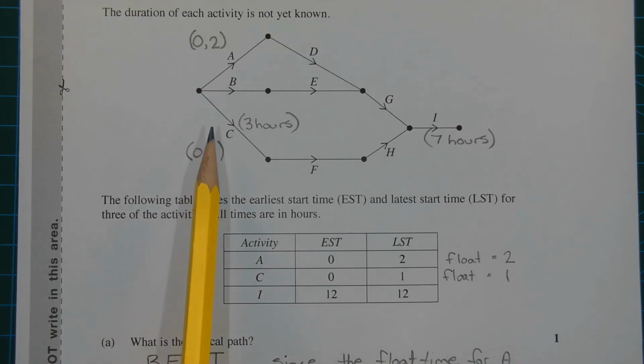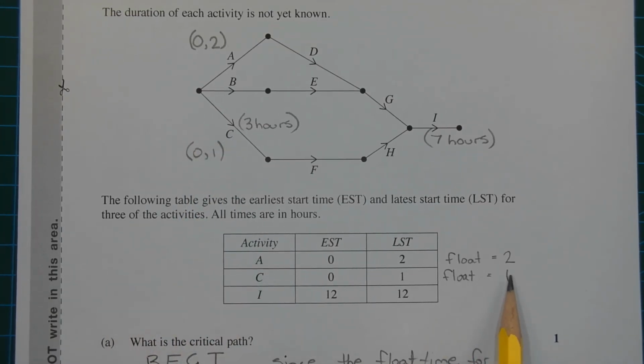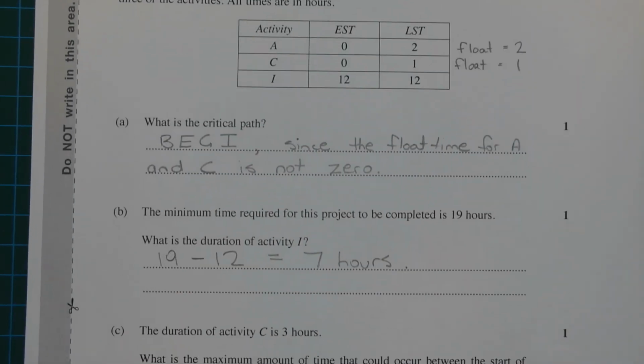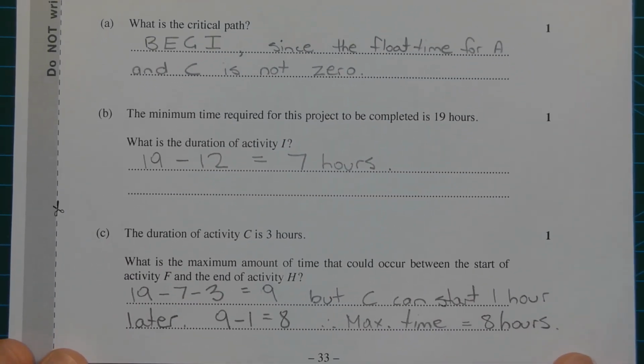However, activity C has 1 hour of float time. That means activity C could start an hour later. So we have to take another hour off the 9 hours that we just worked out to give us a maximum time of 8 hours from the start of activity F to the end of activity H. And I've noted that here in the solution for part C.